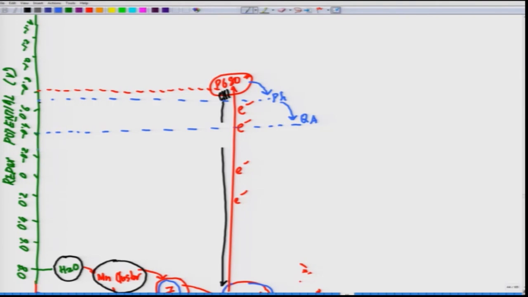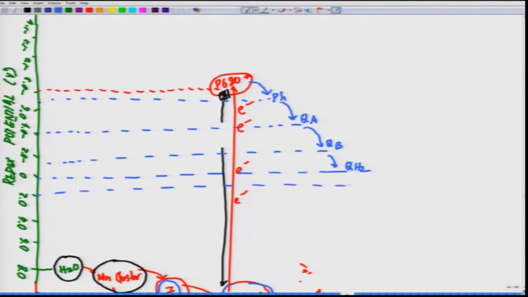Then the next quinone is sitting at a little less than 2, which is out here, the electron coming to quinone B. From quinone B, it is sent to QH2. The electron is now hopping, and that QH2 is sitting close to 0, almost somewhere out here. From QH2, it moves to something called the cytochrome BF complex, where the electron is being funneled.